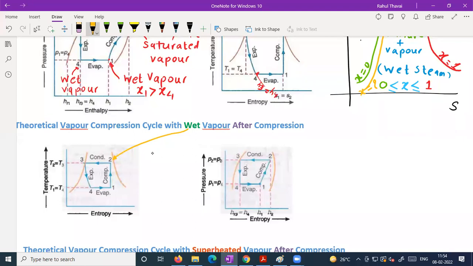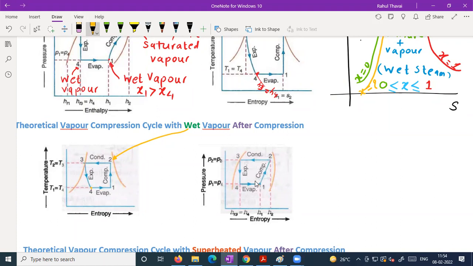Same, you observe again, it gets condensed to saturated liquid. Then further it is expanded in an expansion device like a capillary tube, so it becomes wet again. Further it is evaporated in the evaporator, so we reach point number one. The rest of everything will remain the same.